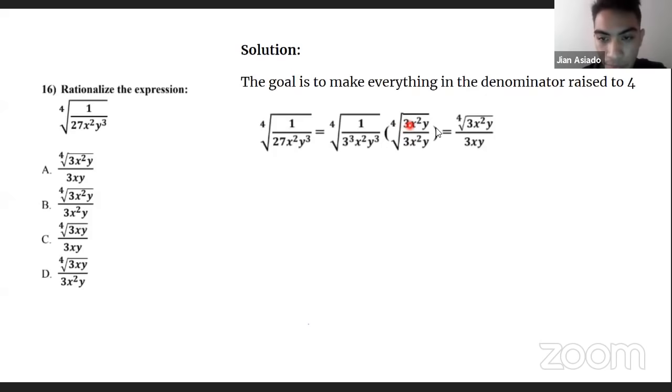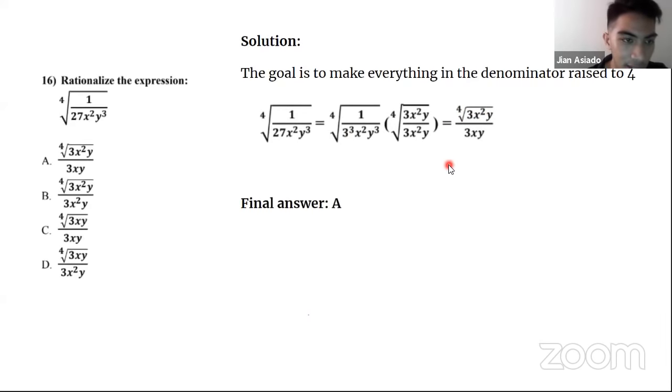So, ayan, basically rationalizing, gusto mo lang matanggal yung radical sign sa ilalim. Pag sabing radical sign, yun yung this one. Okay. And then final answer is A.